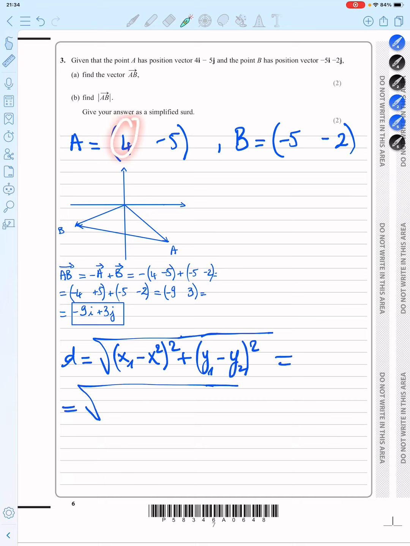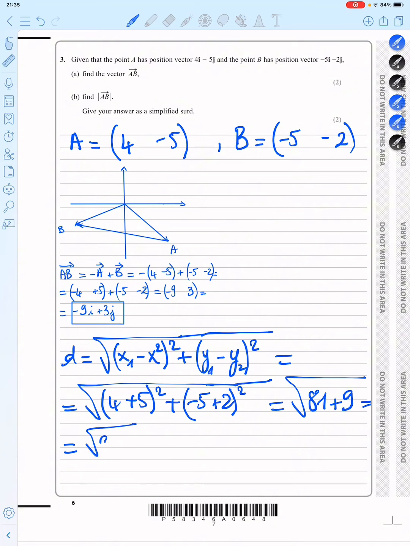x1, let's say, is this one, so we would have x1, so 4 minus x2, so plus 5 squared, then plus y1 minus y2, so minus 5 plus 2, right? So minus 5 plus 2 squared, and that is equal to the square root of 4 plus 5 is 9, 9 squared is 81, then plus minus 5 plus 2 is minus 3, so we have 9, right? And that is equal to the square root of 90, which is 3 square root of 10. That is our final answer.